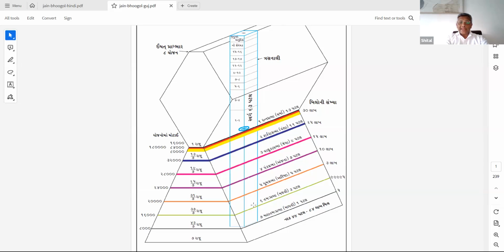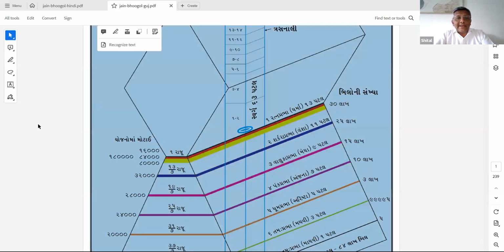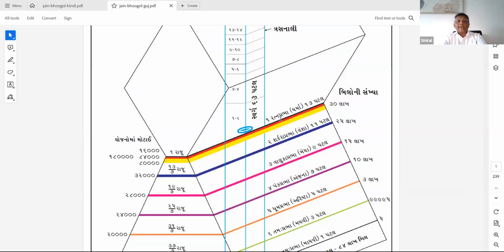So the Narkis reside here, and the names of the lands are also the names of the Narak. The first here is, it's pretty small here, so there are two names given. The first hell, the first land is Ratnaprabha, also known as Dharma. Second is Sharkaraprabha, also known as Vansha. The third is Valukaprabha, also known as Megha.